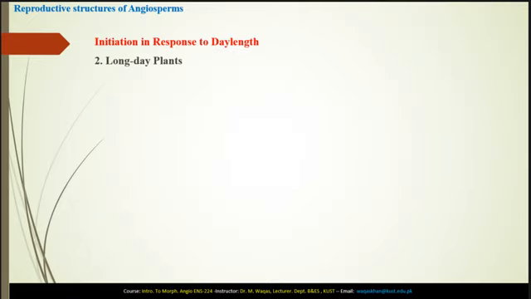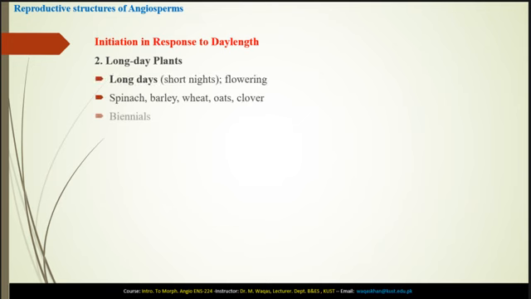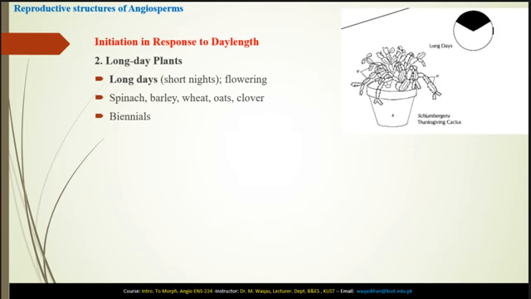Now, what are long day plants, right? Similarly to the short day plants, all the mechanisms are here also. So the plant that requires long days, as you can see, and short nights for flowering, right? Examples of long day plants include spinach, winter barley, winter wheats, and all biennials.